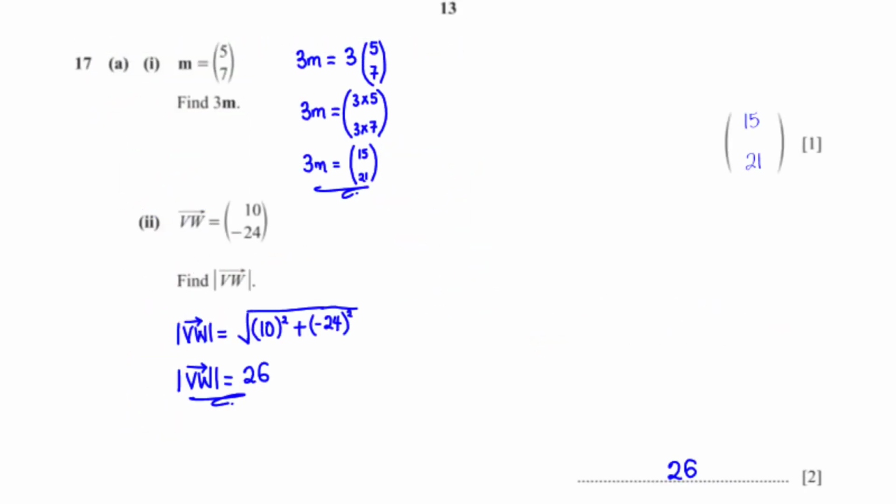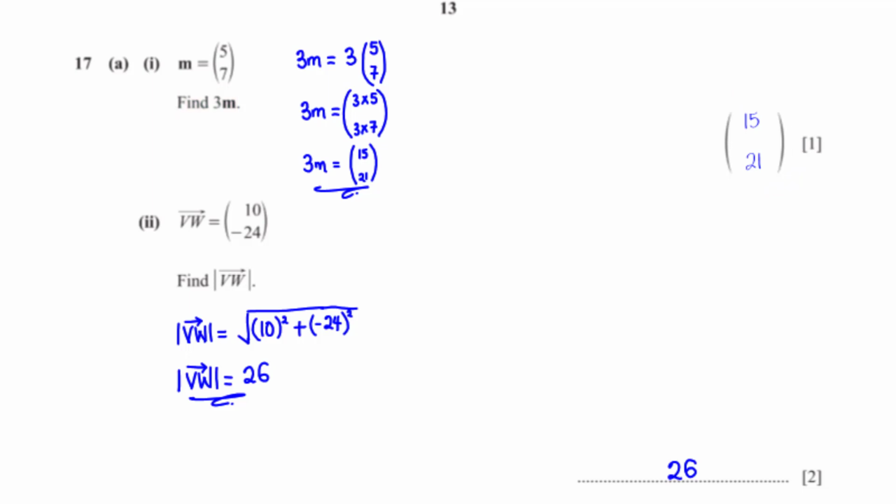m equals the vector (5, 7). Find 3m. So 3m equals 3 times the vector (5, 7). This is equal to (3 times 5, 3 times 7). 3 times 5 gives us 15, 3 times 7 gives us 21. And so our final answer is (15, 21).